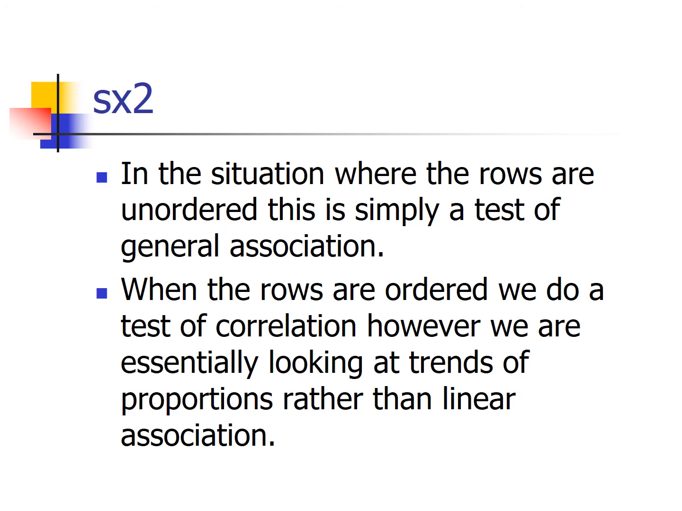And what that test of correlation is essentially doing is looking at what percent of freshmen like breakfast cereal, what percentage of sophomores like breakfast cereal, what percentage of juniors like breakfast cereal, and what percentage of seniors. And it's looking at whether or not these percentages are increasing or decreasing in a linear fashion. That's essentially what's going on computationally or mathematically.